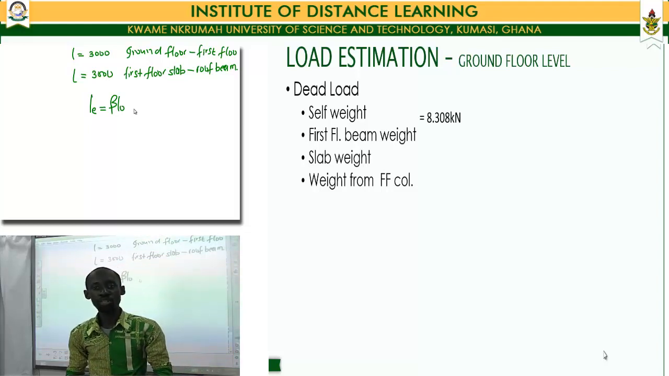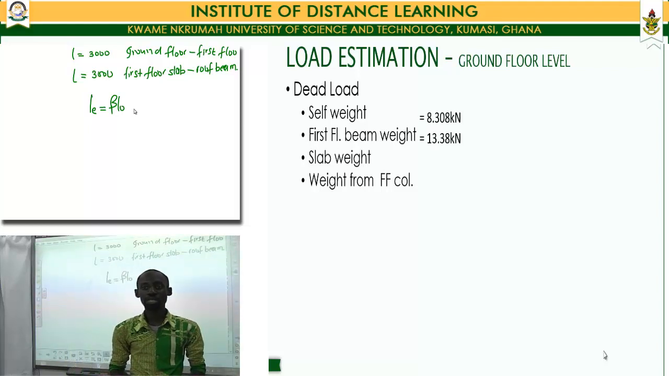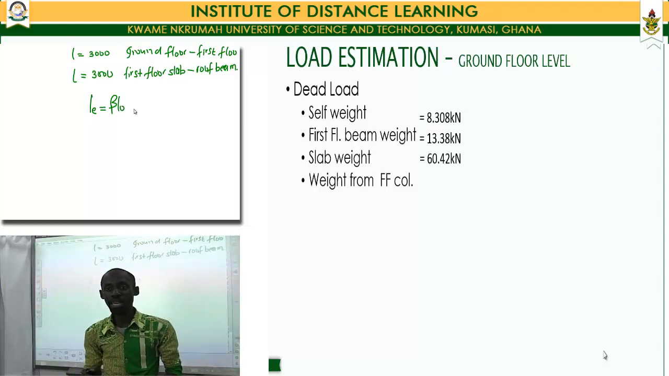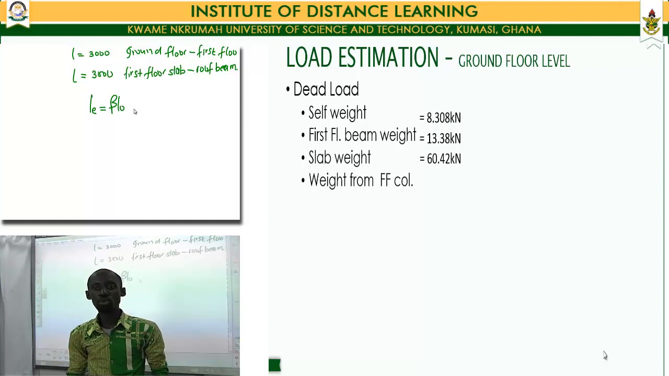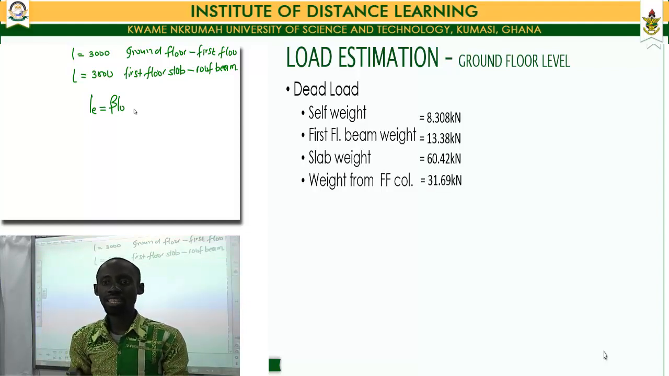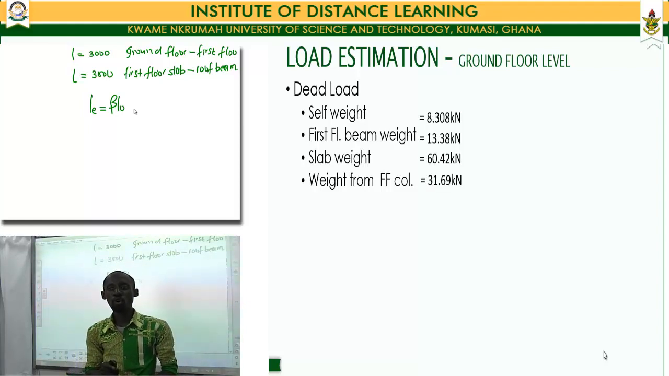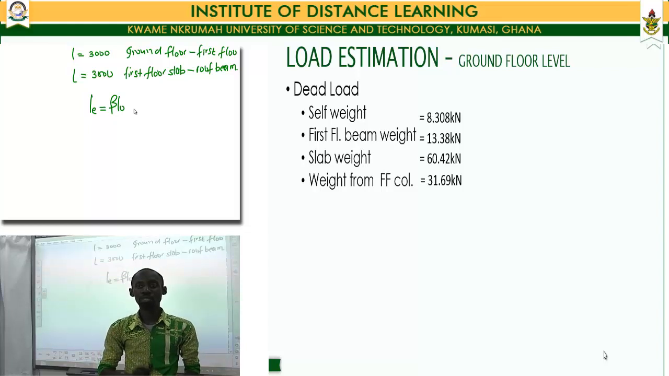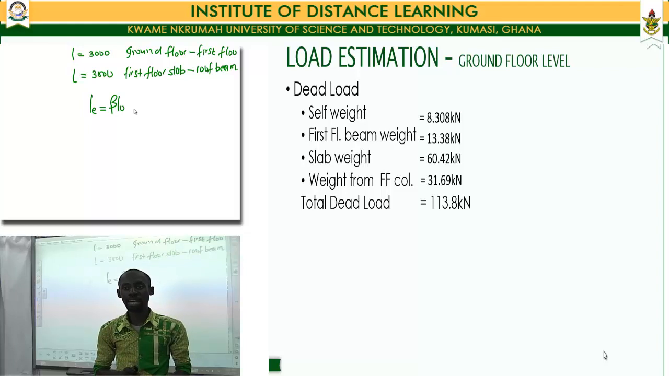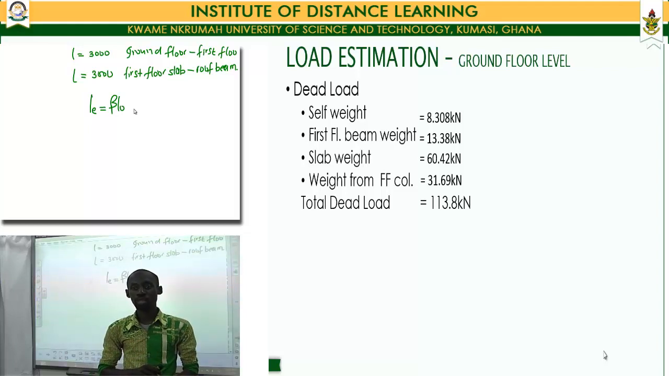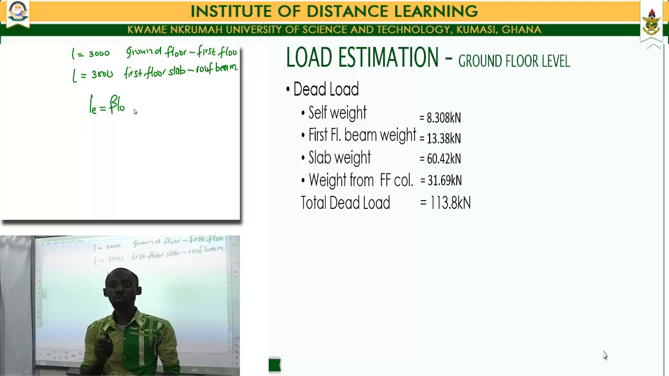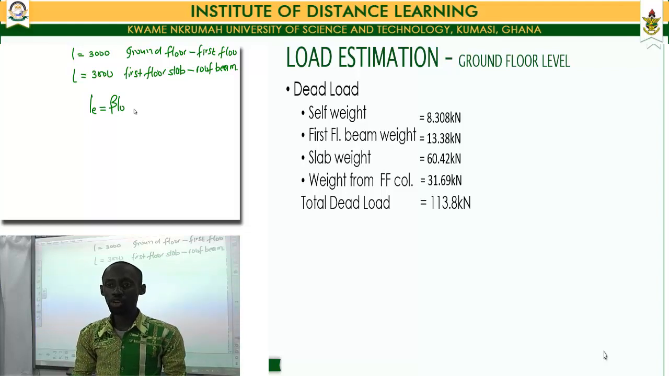Now, applying the same principles to the first floor beam, we determine our first floor beam weight, which is equal to 13.38, our slab weight, which is equal to 60.42 kilonewtons, and the weight from the first floor column, as we realized from the total dead load from our first floor, which was equal to 31.69. Adding all of these together gives us a total dead load of 133.8 kilonewtons.